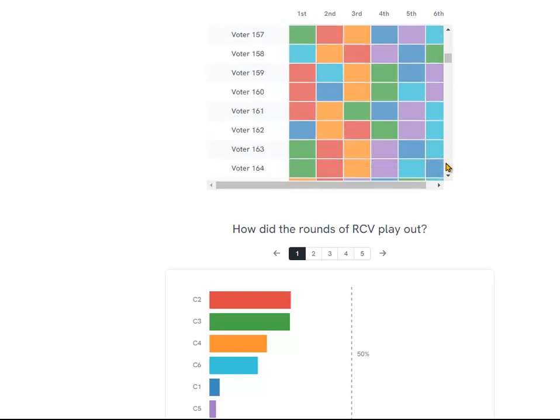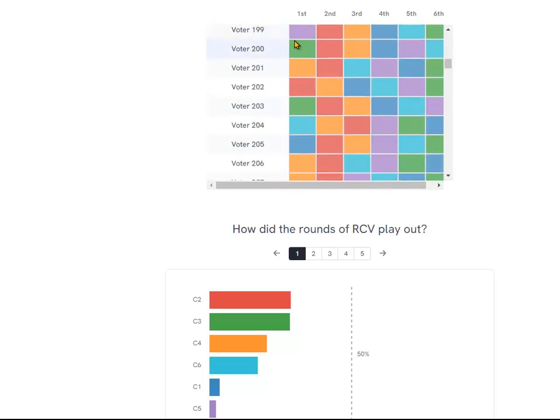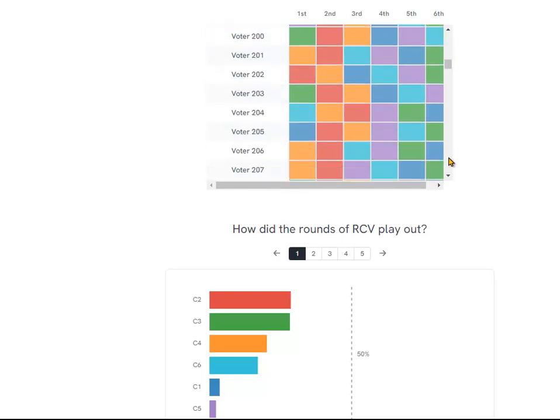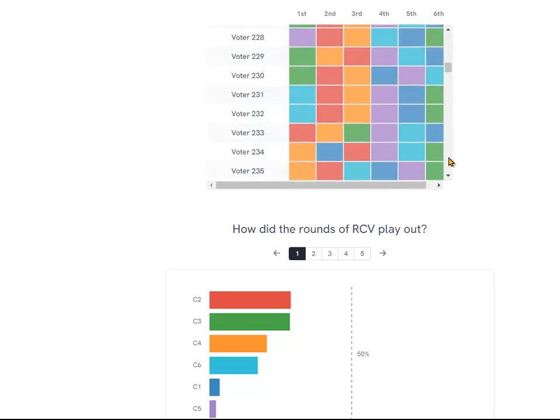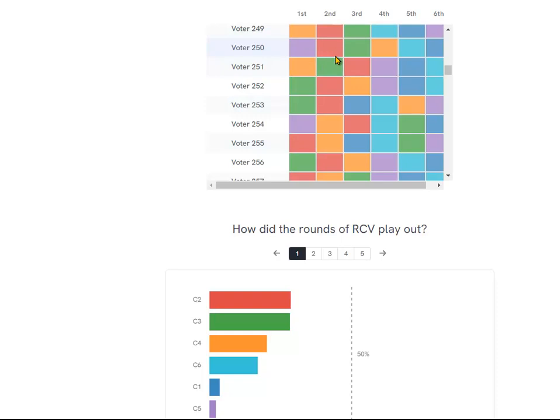Let me see if I can actually get at least one that doesn't look exactly that way. Same thing for this one here. Purplish and then red. Purplish and red. Really, whoever voted for candidate 5 also voted for candidate 2 as their second choice. Here's the difference. Okay, so this one here, voter 254, went for candidate 5. Candidate 5 is being eliminated. And now the vote goes over to the orange one here, candidate 4.